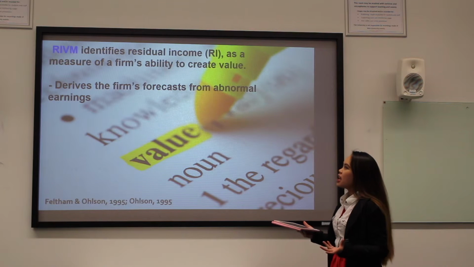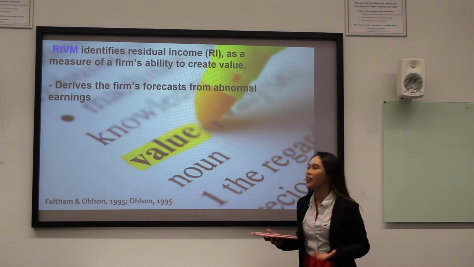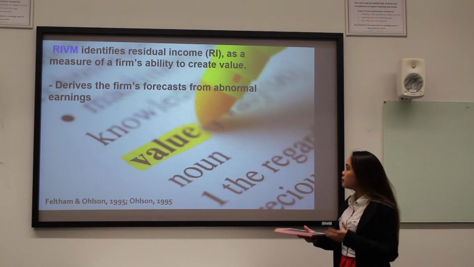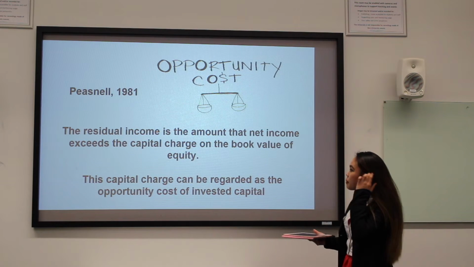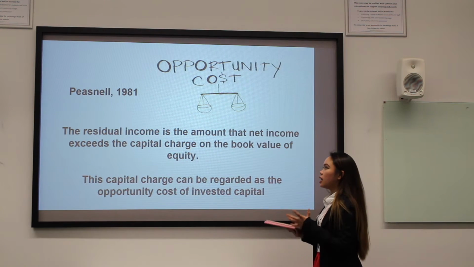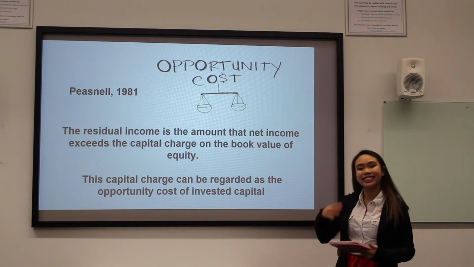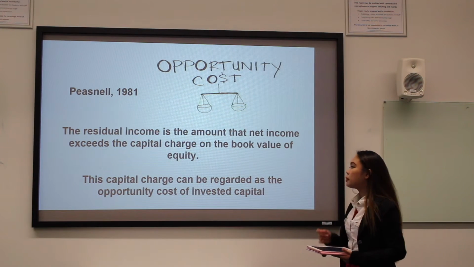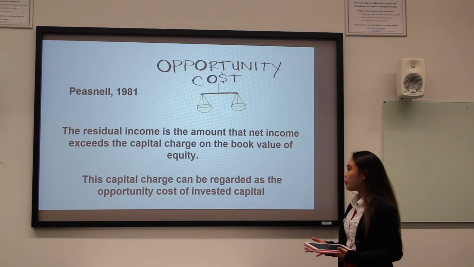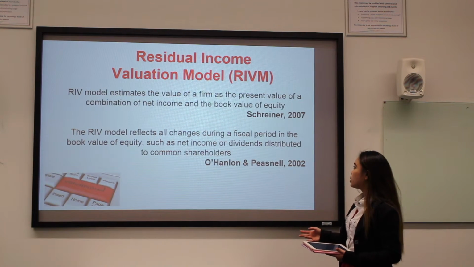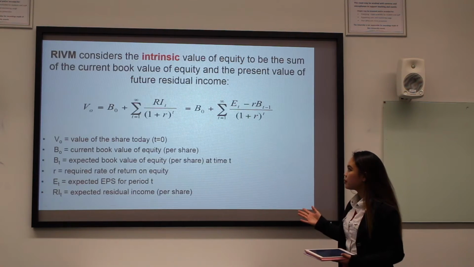So what is it? It is identified as a measure of a firm's ability to create value, and it derives from the firm's forecast of abnormal earnings, according to Ohlson 1995. And according to Peasnell 1981, the residual income is the amount that net income exceeds the capital charge on the book value of equity. And this is the opportunity cost of its invested capital. And also it's supported by Schreiner 2007 and Peasnell 2002.